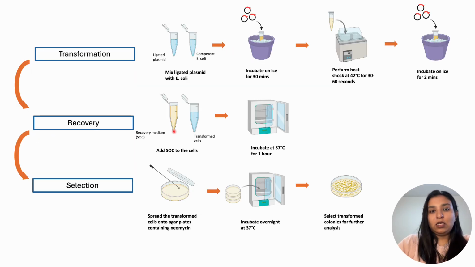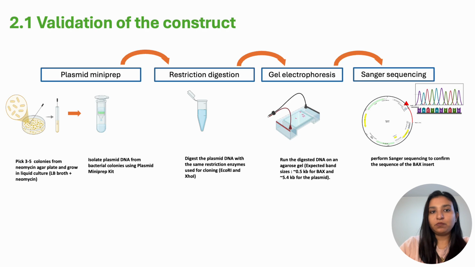And next, these ligated plasmids were mixed with the competent E. coli. Then a heat shock was given to it. Then these cells were incubated, followed by the addition of SOC medium, and then it was plated on neomycin-containing agar plates for selection, and then it was incubated overnight. And after the incubation, the successful transformants were selected for further analysis.